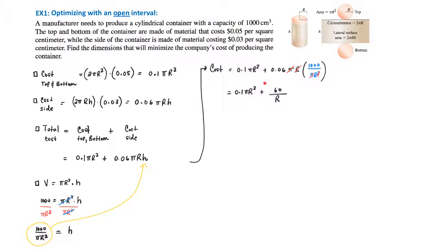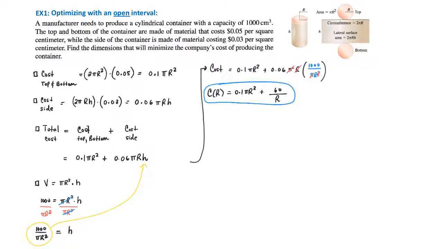So now that I have this expression right here, this is a perfect candidate for my cost function. This becomes my cost function. And the function now is in terms of r. R is like x. It plays the role of x. So I can even write my function now in function notation. So the function becomes C of r equals 0.1 pi r squared plus 60 divided by r.